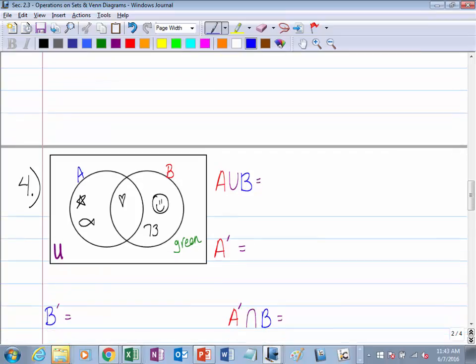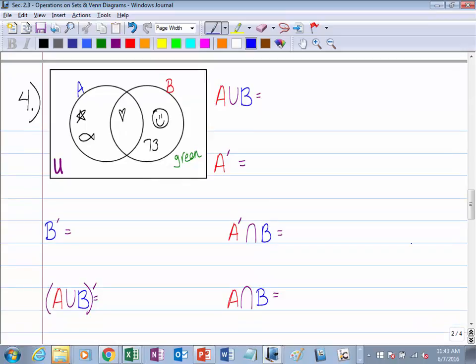Okay, so here's a Venn diagram with random stuff in it. Just note that A and B are just the names of the sets. They're not elements of anything. U is just saying that this box is the universal set, so U is not an element of anything. All right, so the union of A and B in this case is all that silly stuff. So you have a star, and a fish, and a heart, and a smiley face, and then you have the number 73. That's the union.